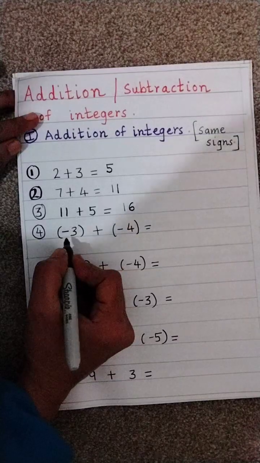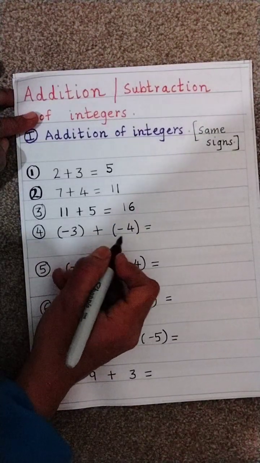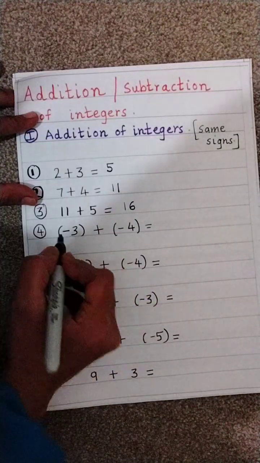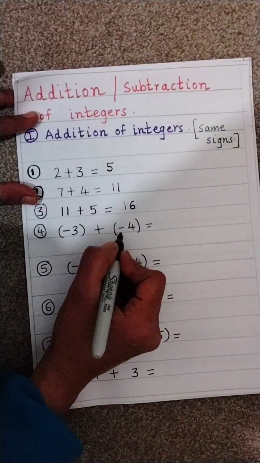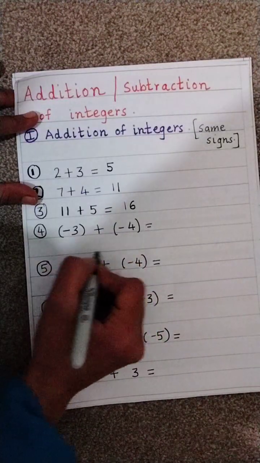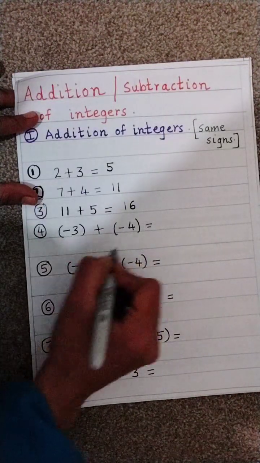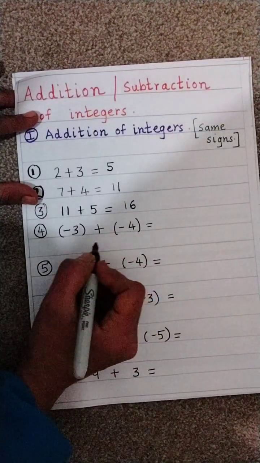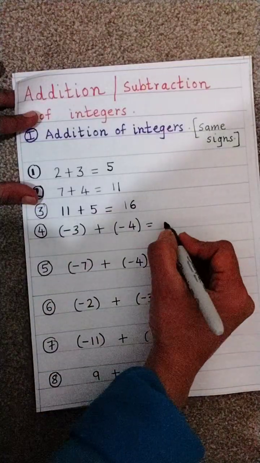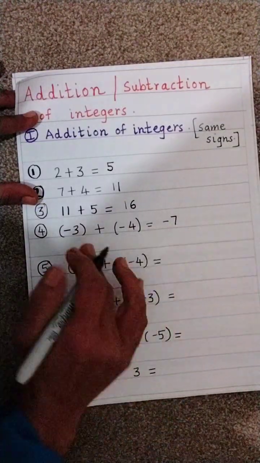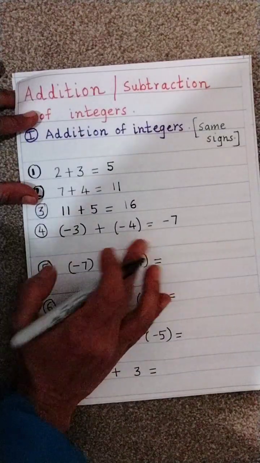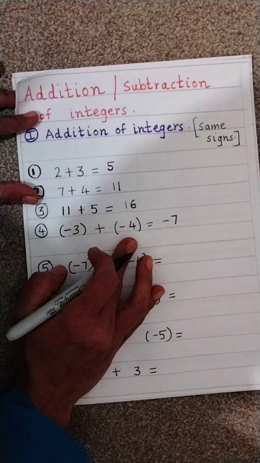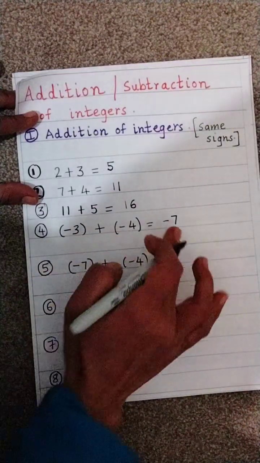Now minus 3 plus minus 4. These both integers have same signs, minus sign and minus sign here, and we are going to add these integers with minus signs. Same signs. So minus 3 plus minus 4 is minus 7. Same signs, we keep the sign and we just add. 3 plus 4 is 7 and we put minus sign.